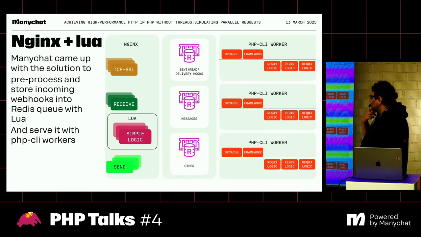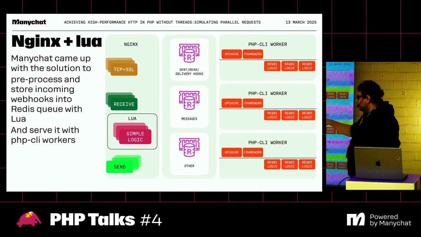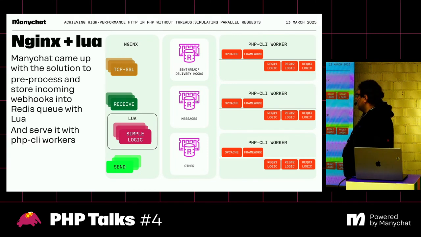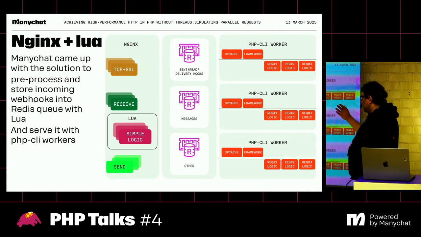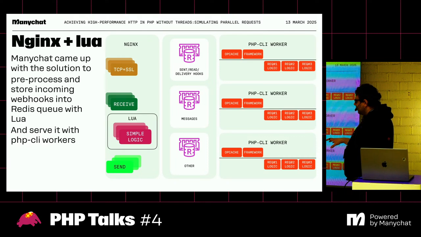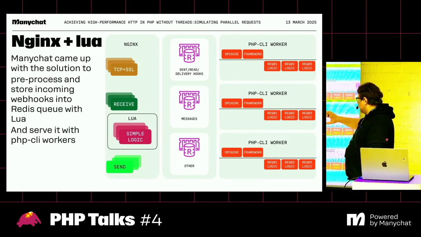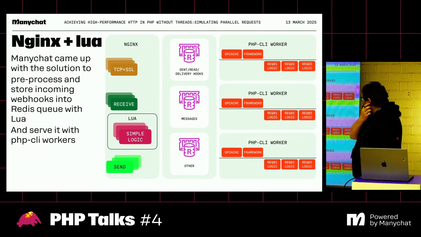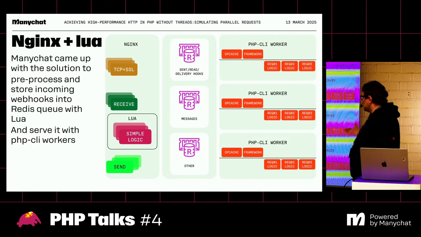We have decided to offload even more to Nginx using Lua, the embedded language in Nginx. We process the webhooks, determine their type inside Lua, and store it to Redis queue webhooks of different webhook types, and then process those webhooks in command line PHP workers.